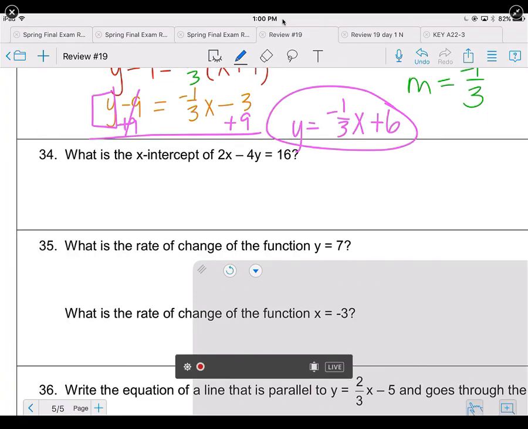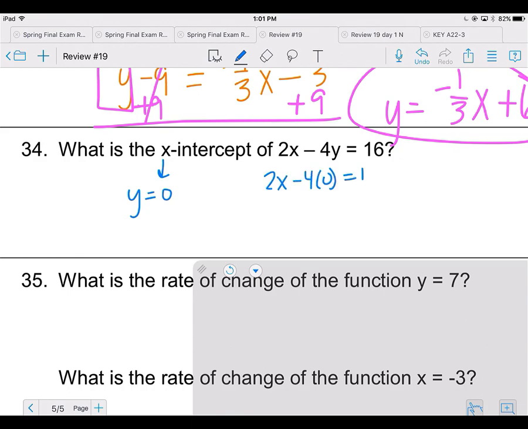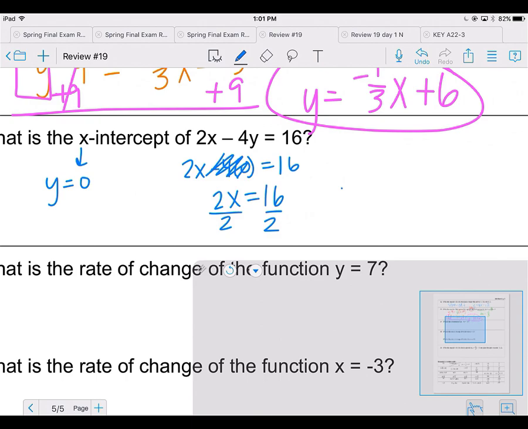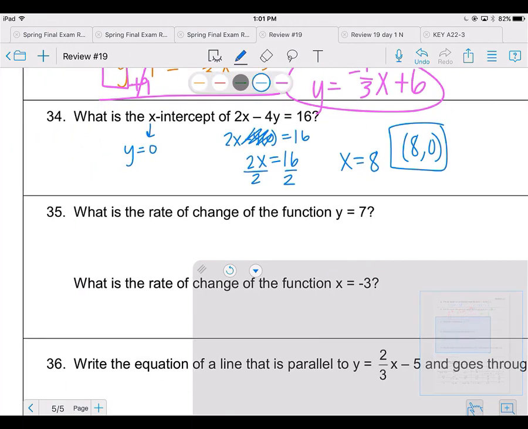Problem 34 asks for the x-intercept of 2x minus 4y equals 16. Remember, x-intercept means that y is 0, so we can plug in 0 for y and solve. If it's 0, it means this part will not matter, so 2x equals 16. Divide by 2, and x would equal 8, so that would be the point 8, 0. Alternatively, you can solve for y and plug it into your calculator to find it, but the easiest thing to do is just ignore the y or plug in 0 for y, which means your y cancels, and just solve for x.